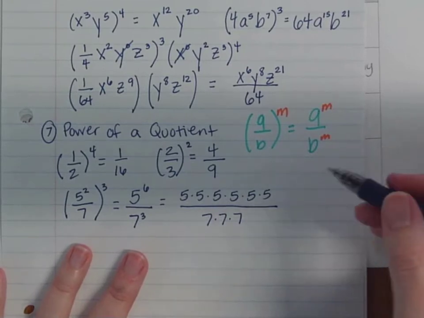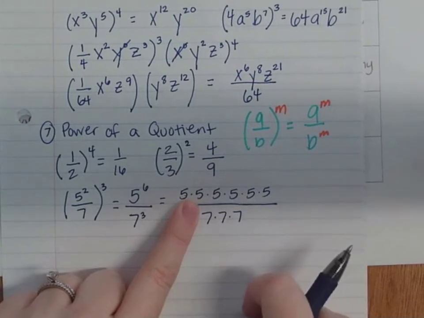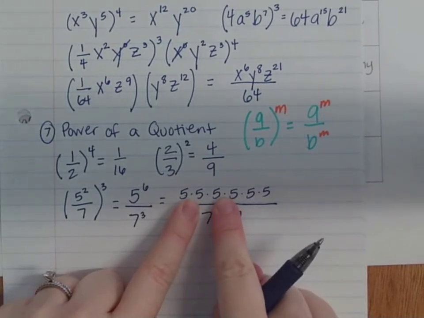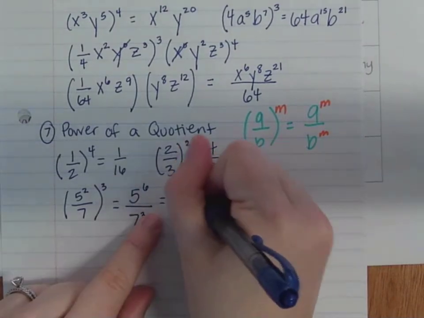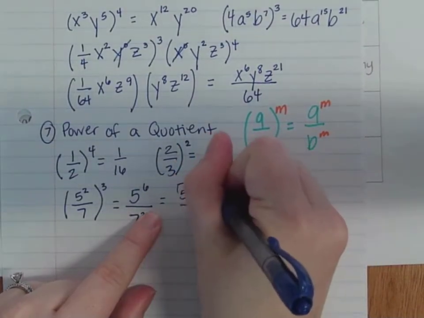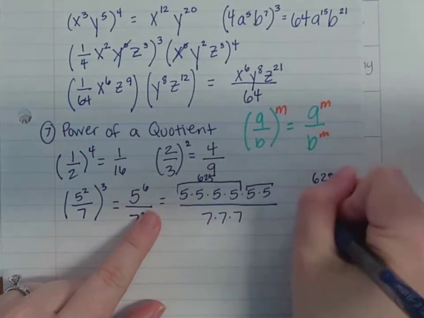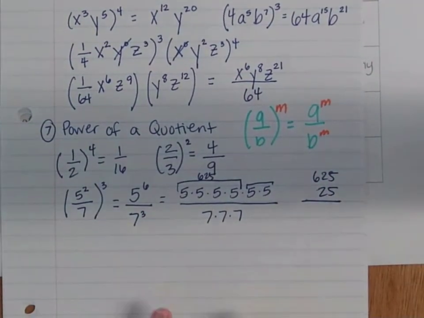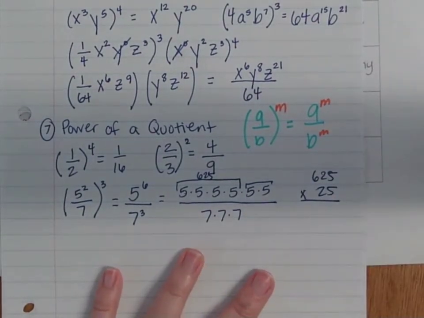But because this is all multiplication, we can chunk it. What's 5 times 5? 25. And what's 5 times 5? What's 25 times 25? 625. So we know that these 4 multiply to be 625. And these 2 multiply to be 25. So then I only have to write down one multiplication, because am I giving you a calculator for this? No. Okay, so what is 625 times 25?